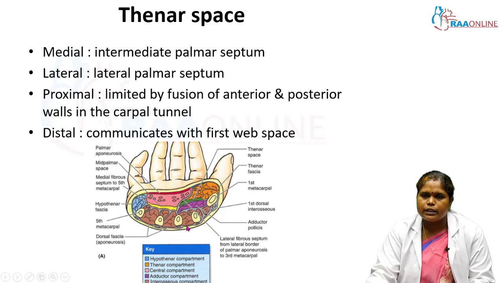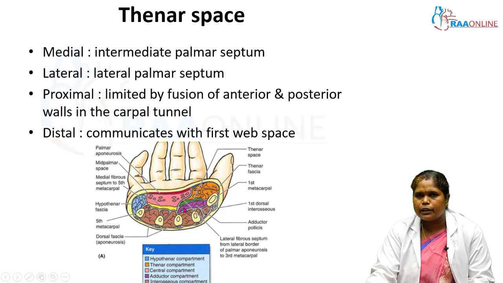Proximally, this will not extend into the forearm. The anterior and posterior walls of this space will be fused with the flexor retinaculum and carpal tunnel. Okay. So just remember, only the mid-palmar space will be continuous with the forearm space of Parona. The thenar space will not continue to the forearm. And distally, it will communicate with the web space, the first web space. Remember, the mid-palmar space will be continuous with the web spaces of the medial 3 fingers, and the first web space is for the thenar space.